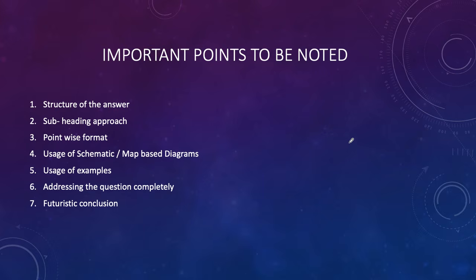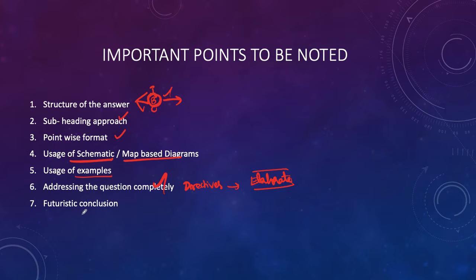Whenever we write UPSC mains exam answers, we need to follow the structure of the answer, that is introduction, body, conclusion. Followed by that, the body of the answer should be varied to address the directives asked in the question. Since the directive asked here is elaborate, we need to come up with a way forward before the conclusion to address the question completely. In the body of the answer, the usual subheading and point-wise approach should be followed, and wherever possible, schematic or map-based diagrams and examples, and writing a conclusion with a futuristic stand or introducing some government schemes in the conclusion will help us get maximum marks in the UPSC mains examination.